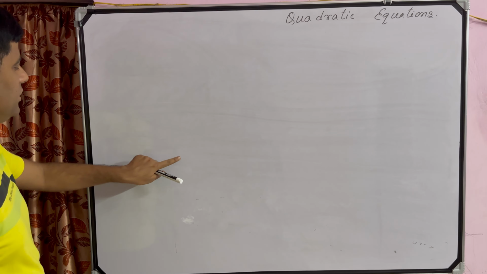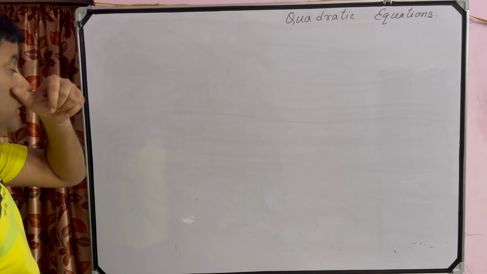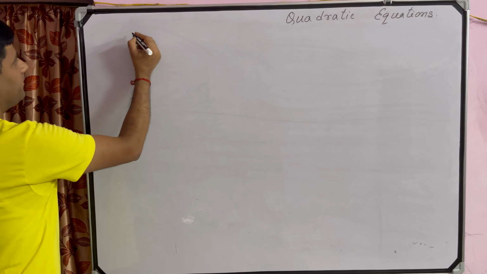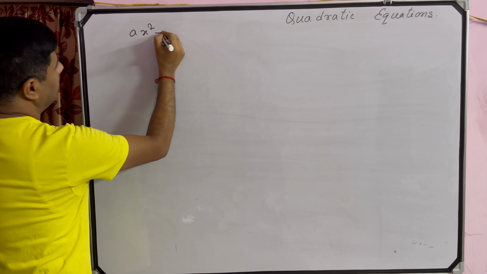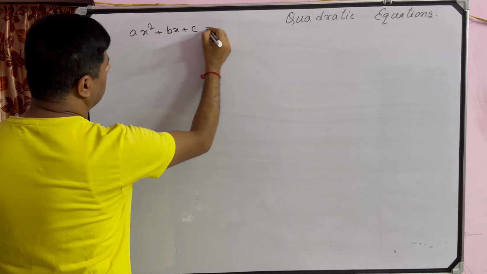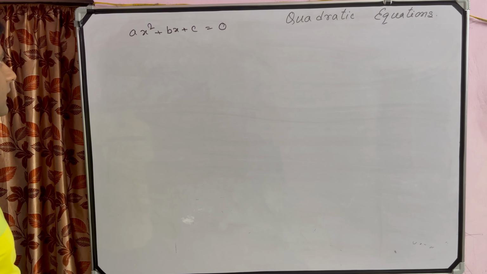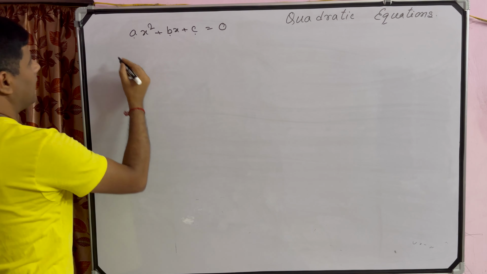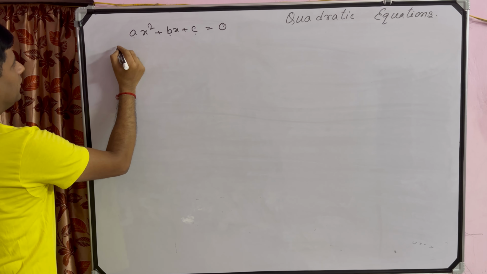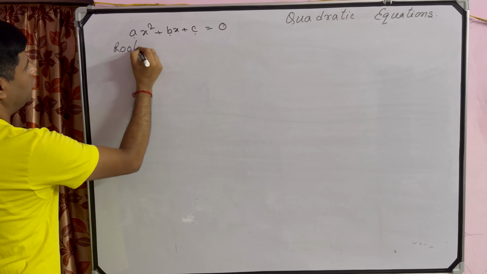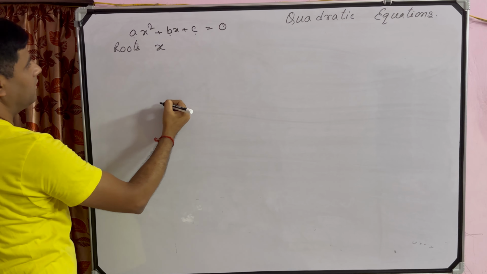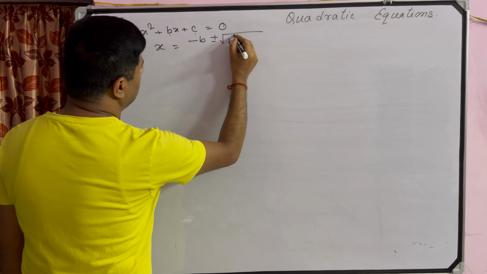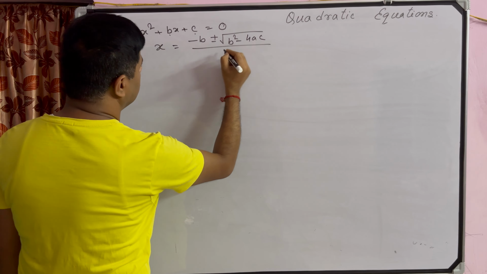Let's talk about the relationship between the roots of the equation and the coefficients of the equation. Suppose ax squared plus bx plus c equal to 0 is a quadratic equation. Here the coefficients are a, b and c, and the formula for finding the roots, I mean the value of x, is minus b plus or minus root over b square minus 4ac, by 2a.